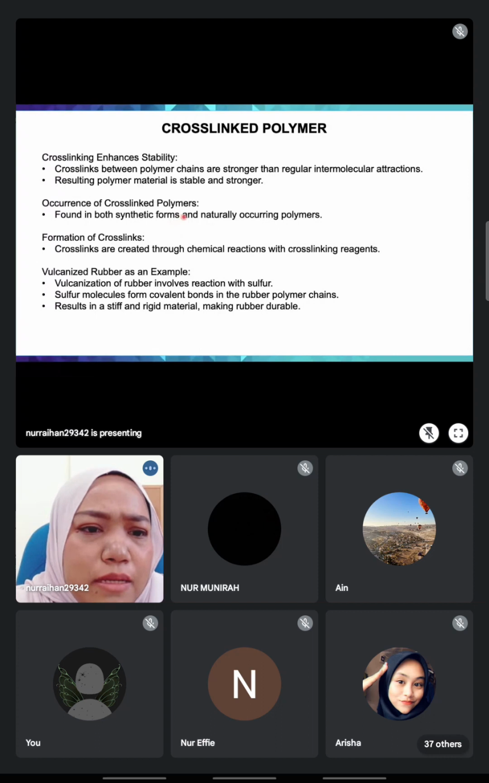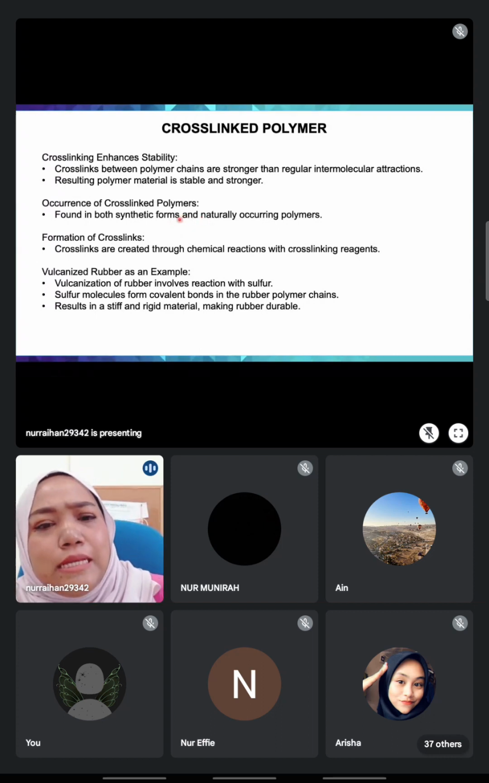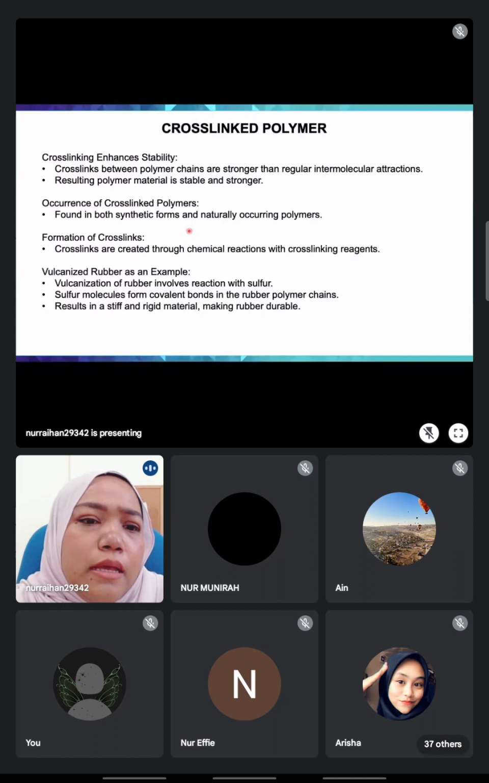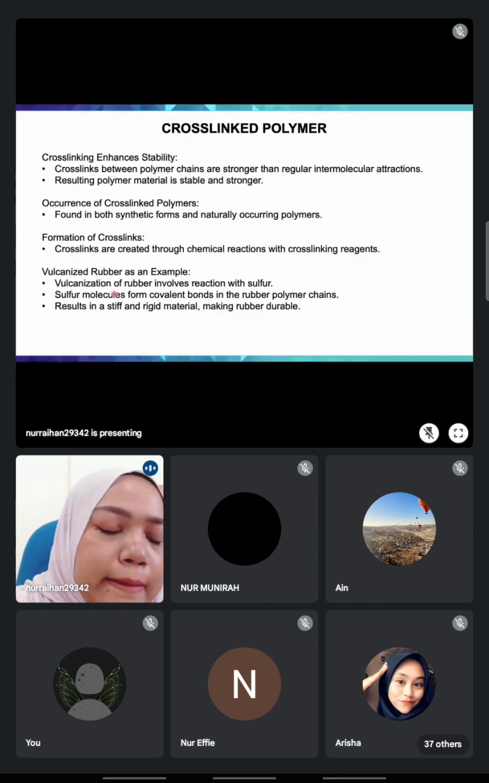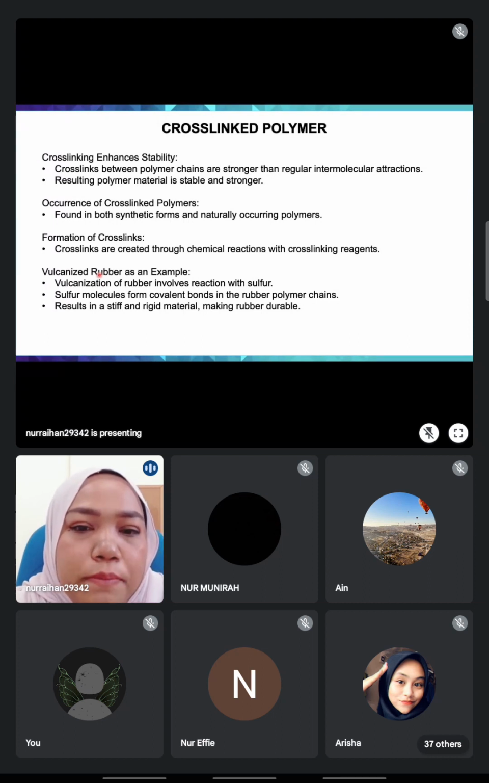And these crosslink polymers occur in synthetic and also naturally occurring polymers. And normally the crosslinks are formed through a chemical reaction. You can use a chemical agent such as sulfur. You can use another crosslink agent to link the polymer. And then vulcanized rubber is one of the examples whereby you link the rubber chain using the sulfur. So the sulfur molecules form the covalent bond in the rubber polymer chain and result in a very stiff and rigid polymer, making the rubber very durable.